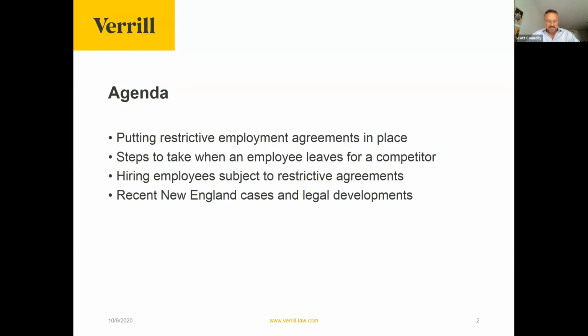We have four main topics on the agenda today: the contractual and procedural issues regarding putting in restrictive employment agreements in place, the steps to take when an employee leaves for a competitor. We'll also talk about hiring employees who are subject to a restrictive agreement. And then we'll finish up with recent New England cases and legal developments.